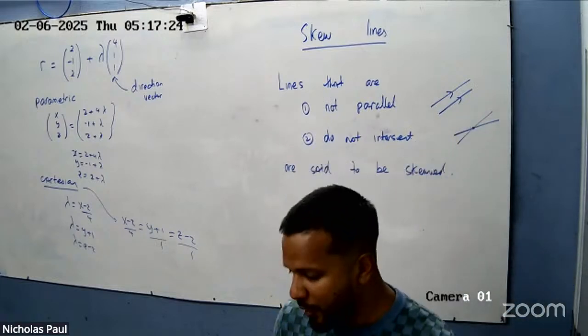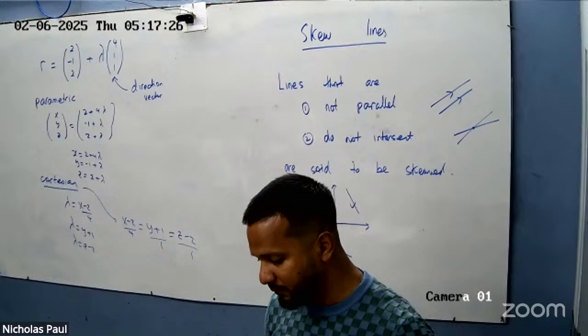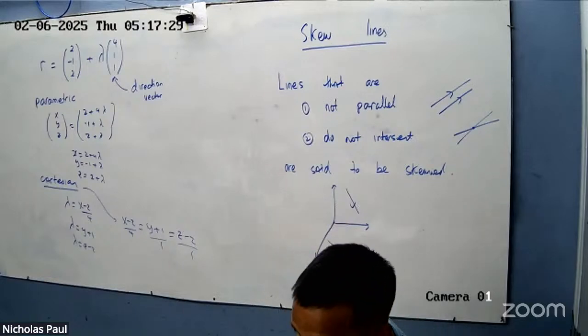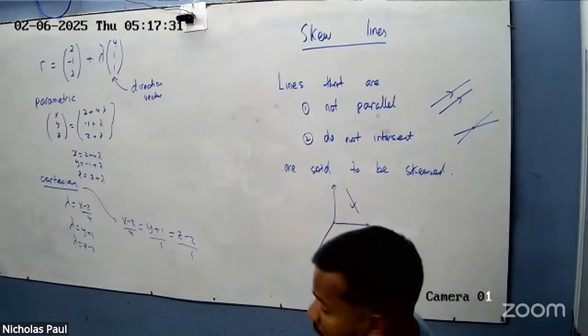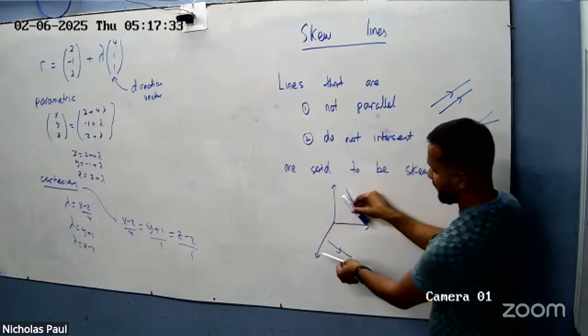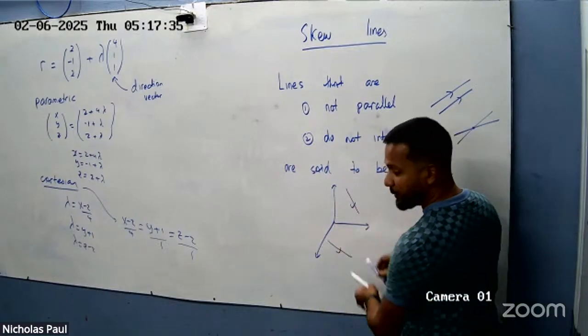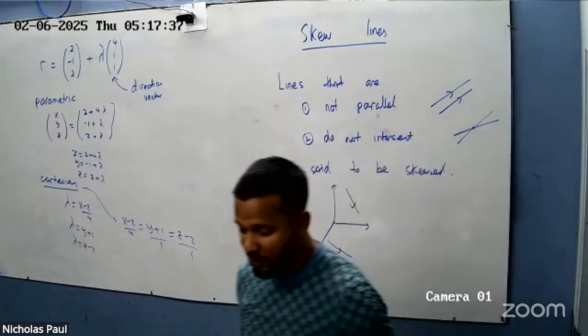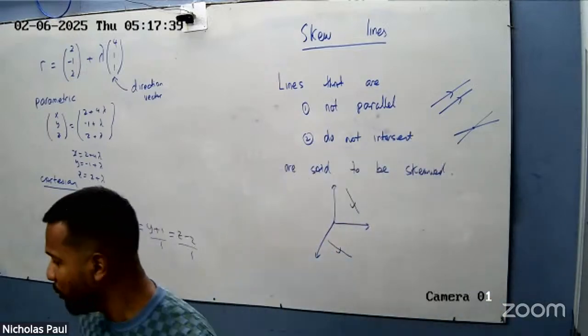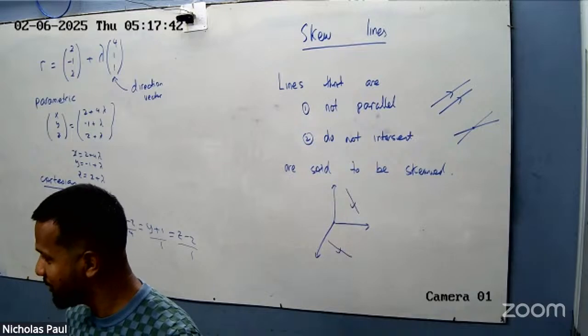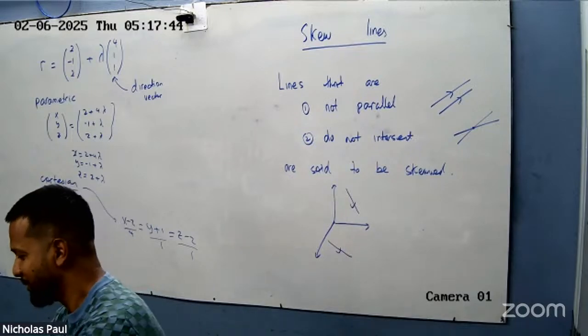If I draw them on a one-dimensional diagram, of course, they will meet. In one dimension, if I draw this here, this will meet. Yeah, that's exactly right.